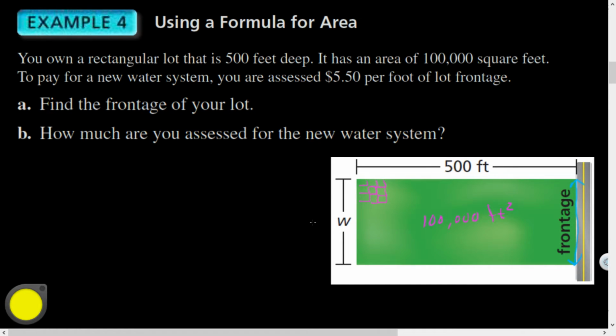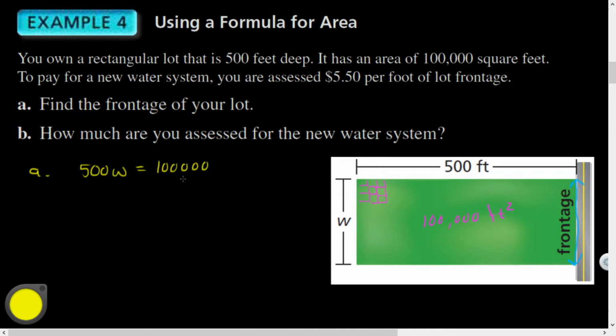Now, I realize that the frontage is the same as W here. You guys agree? This dimension is the same as this dimension, is the same as this dimension, is the same as that. Yeah, those are all W's. So for part A, let's write a formula. I happen to know the area, I know the length, and I don't know the width. But I do know that length times width, 500 times W, is going to equal the area of a rectangle.